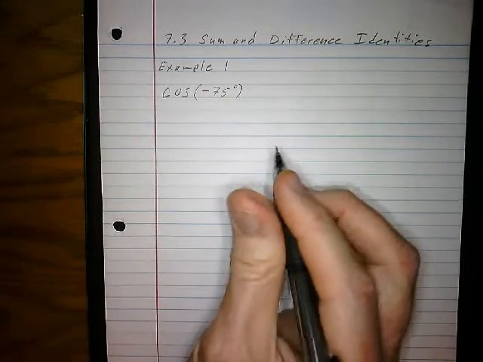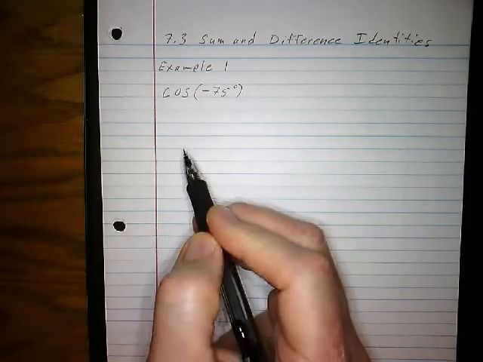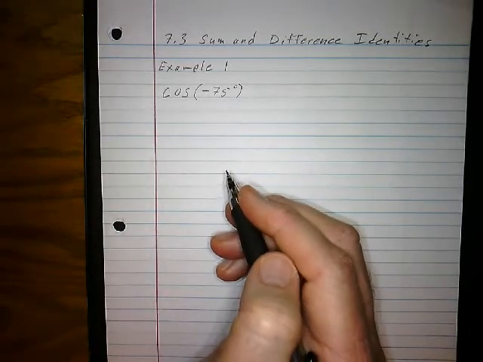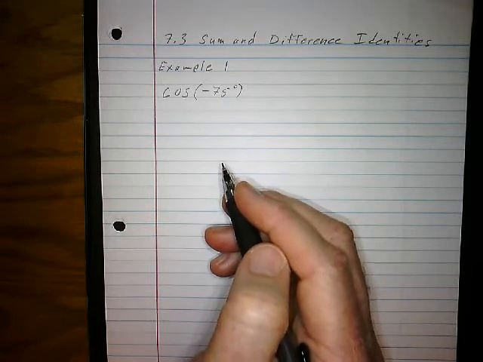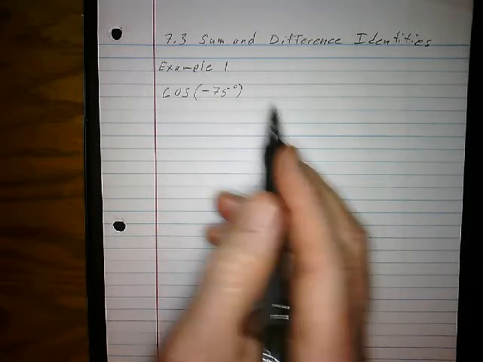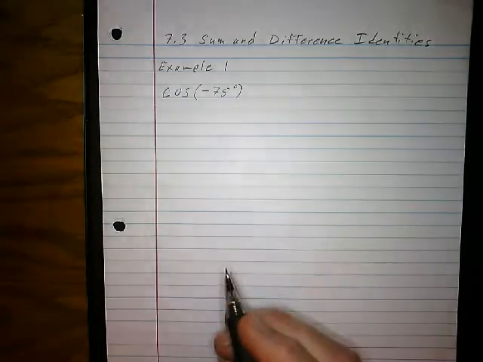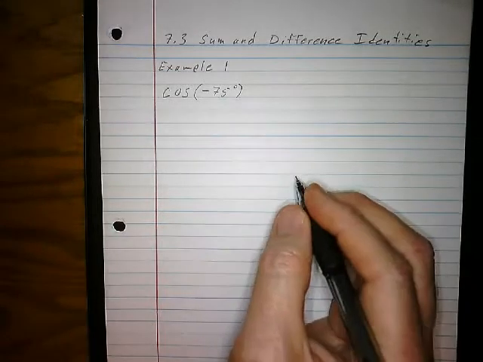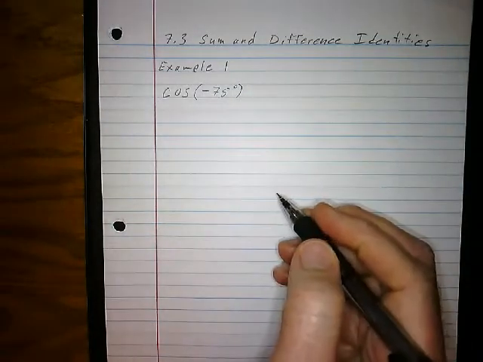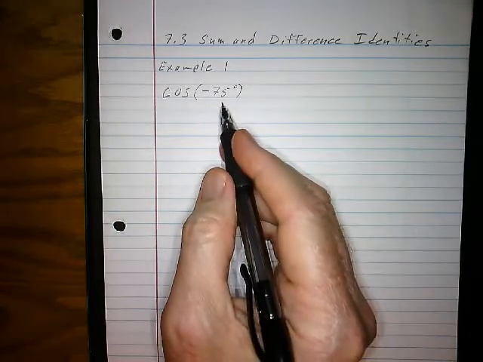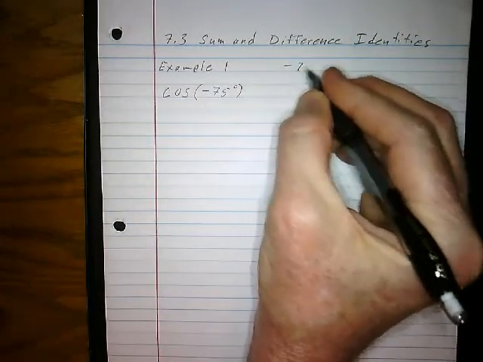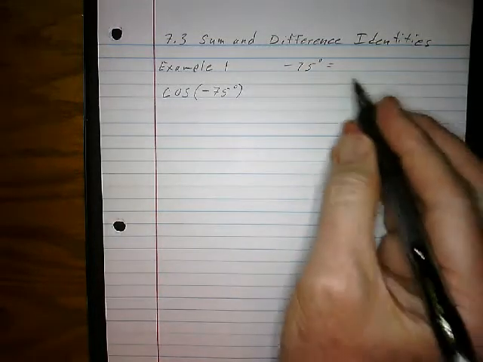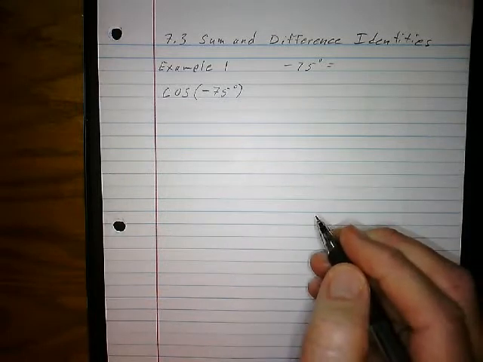The first thing that should go through your mind is that you have not memorized angles of 75 degrees or negative 75 degrees. In this case, you've memorized 0-degree angles, 30, 45, 60, 90, and so on around the unit circle, but not in increments of negative 75 or positive 75 for that matter. So in order to use that sum and difference identity, we need to rewrite negative 75 as the sum or difference of two angles that we have memorized.